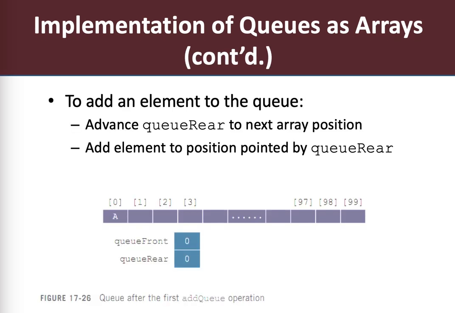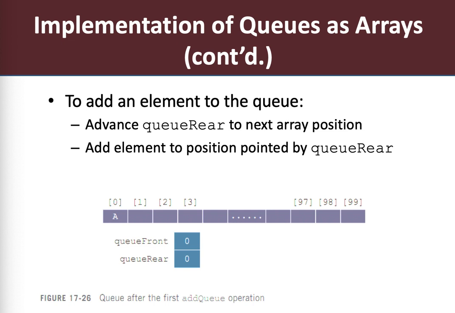Also, before writing the algorithm to implement the queue operations, we need to decide how to use queueFront and queueRear to access the queue elements. How do queueFront and queueRear indicate that the queue is empty or full? Suppose that queueFront gives the index of the first element of the queue, and queueRear gives the index of the last element of the queue.